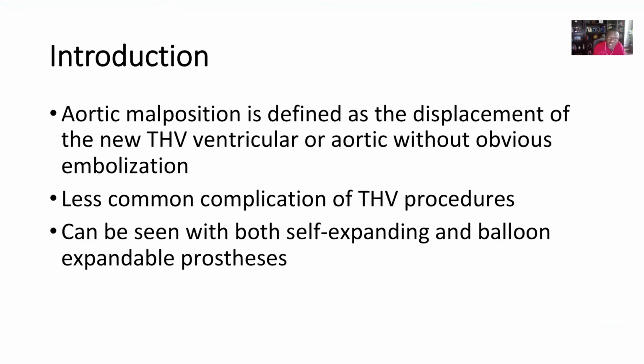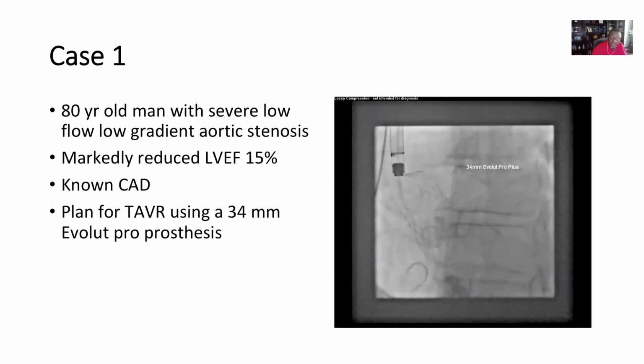Aortic malposition is defined as the displacement of the new transcatheter heart valve into the ventricular or aortic position without obvious embolization. It's a less common complication of transcatheter heart valve procedures. It can be seen with both self-expanding and balloon-expandable prostheses. I'm going to illustrate this concept by showing two cases.